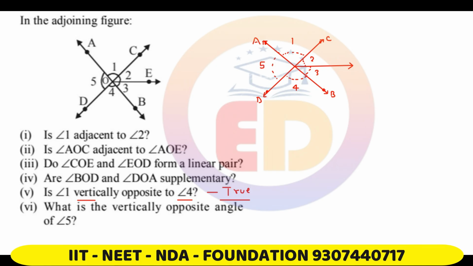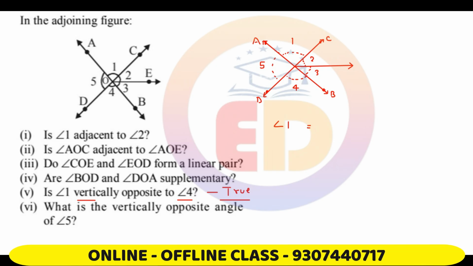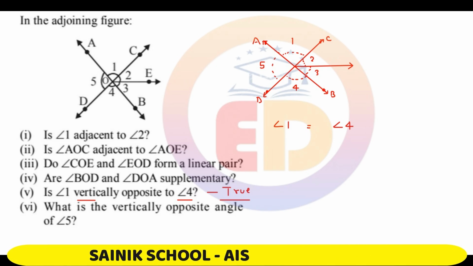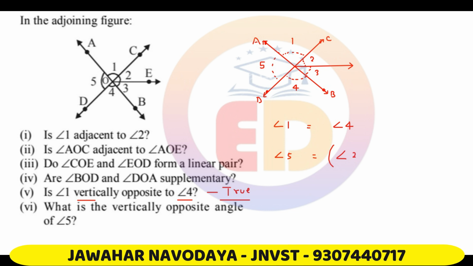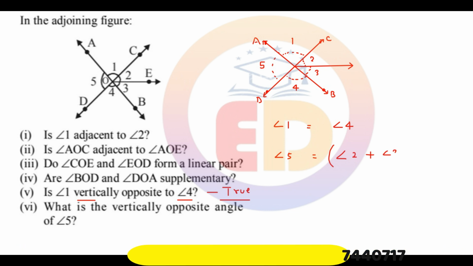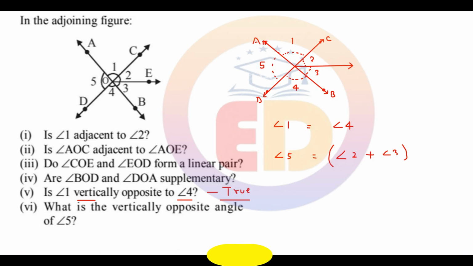So as we know that vertically opposite angles are equal, angle 1 will be equal to angle 4, और एंगल 5 का ऑपोजिट एक्चुअली 2 और 3 दोनों हो जाएंगे. So we will say that angle 5 is equal to angle 2 plus angle 3, because we know that vertically opposite angles will be equal. Answer to question number 5 is true.